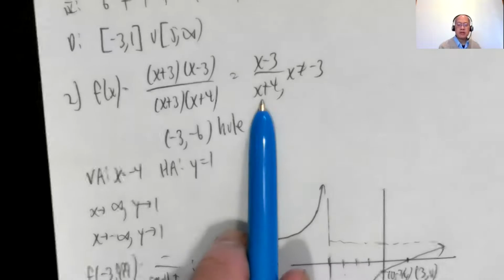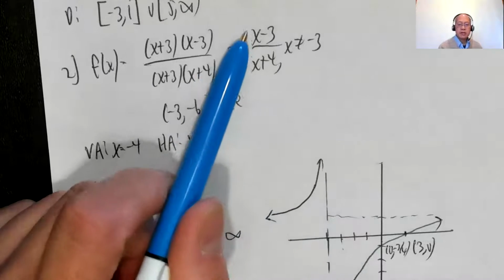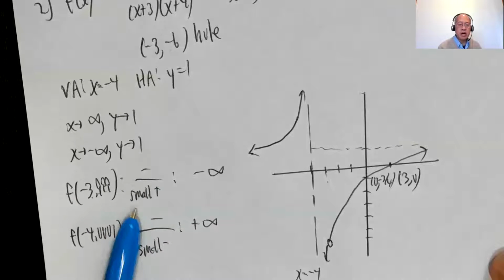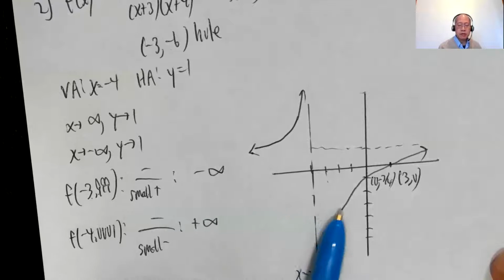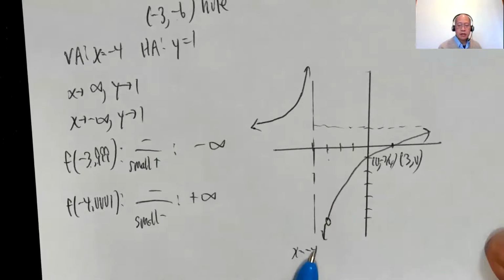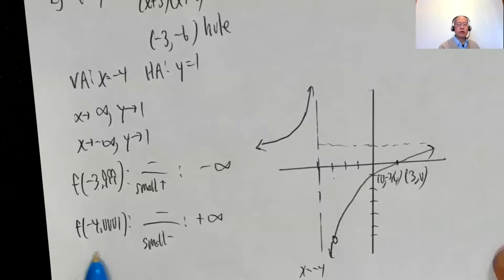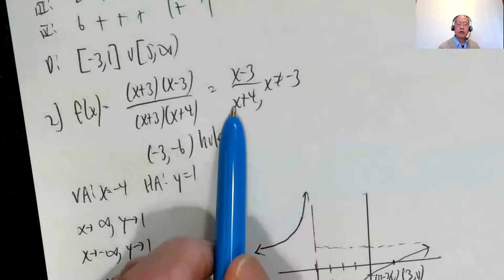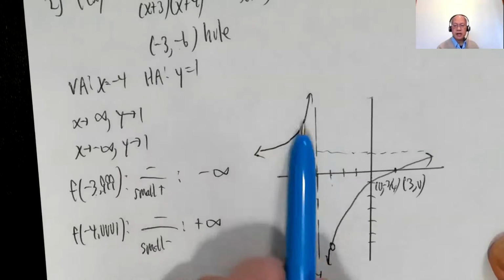So I see what happens to the left and to the right. So f of -3.999, a little bit to the right of -4. -3.999 minus 3 is a negative, and plus 4 is a positive. So negative divided by small positive will be negative. We approach negative infinity on this side. Then a little bit to the left, -4.001, that's negative. -4.001 plus 4 is also negative. Negative divided by negative is positive. So we approach positive infinity. So on this side, it shoots up like that.